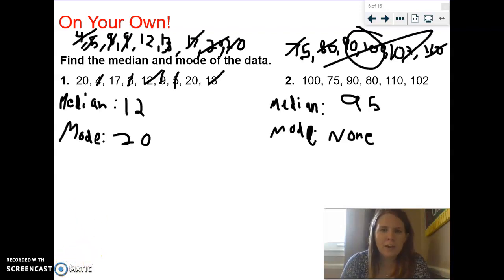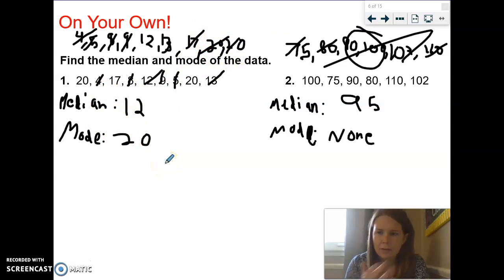Alrighty, welcome back. Here are your answers for these two problems. My first thing for each one was that I labeled them in order from smallest to biggest. So I rewrote all these numbers from smallest to biggest. Then I counted along to find my median. So my median for number one is 12. And then my mode happened to be 20 because that's the number that I had double of, so 20.